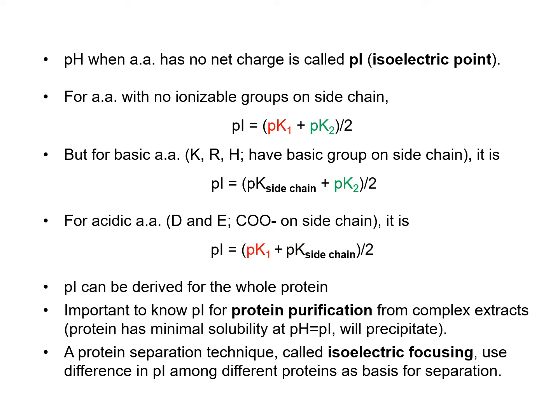And protein purification uses these pK or pI values because a protein has minimal solubility when the pH equals the pI, so it will have the most precipitation of that particular protein. So when you know the pI for the protein of interest, you can use this pH to maximize the yield of that protein purification. And there's also another technique, isoelectric focusing, which also uses the pI value for separation of the proteins.